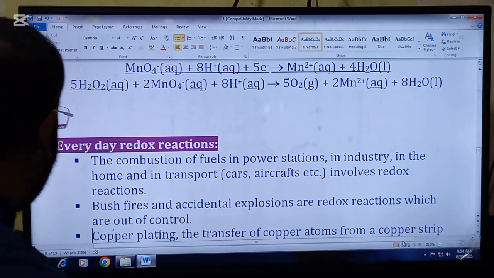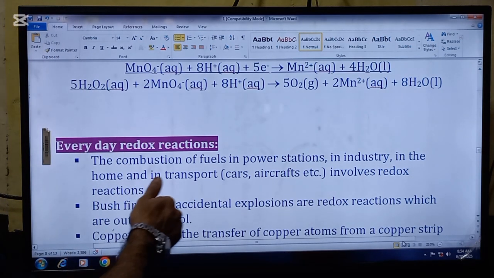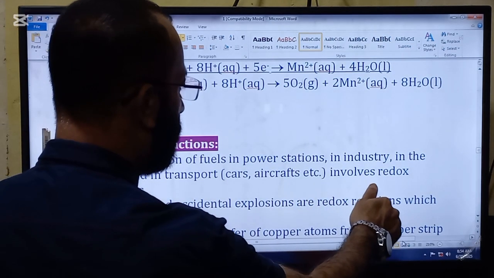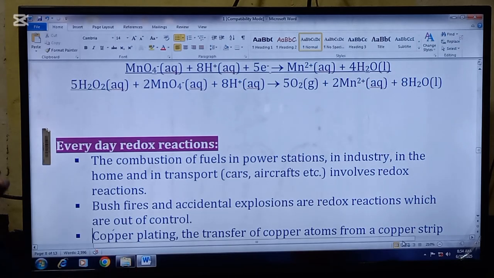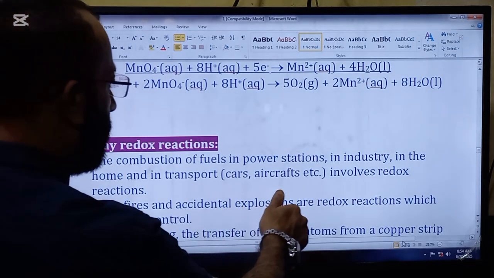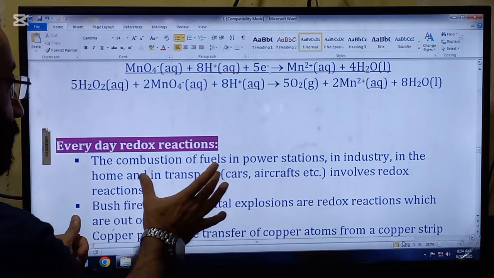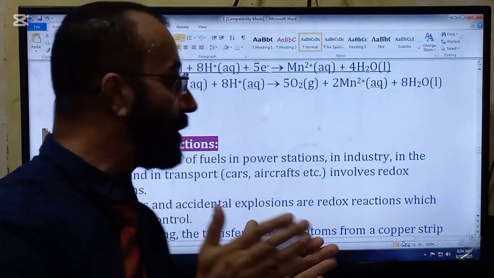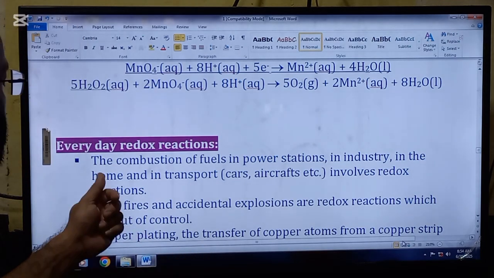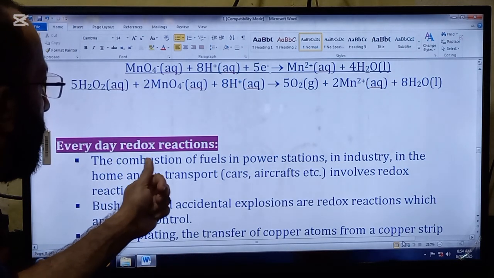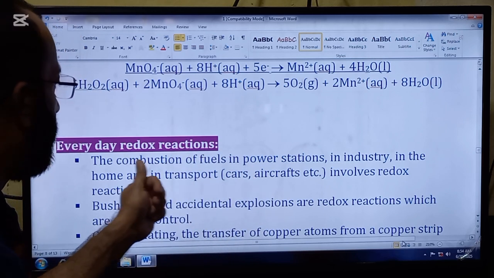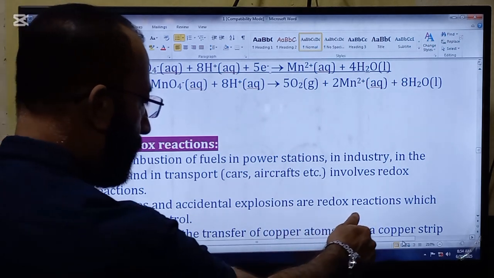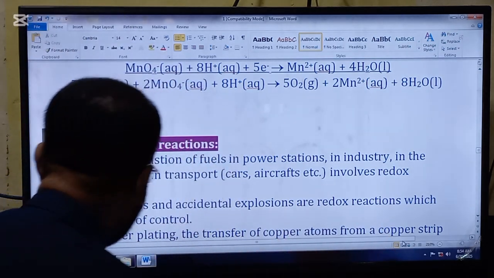Next topic which we are going to read is everyday redox reactions. The combustion of fuels in power stations, in industry, in the home, and in transport, cars, aircraft, involves redox reactions. So combustion of fuel actually involves reduction as well as oxidation, that's why these types of reactions are called redox reactions. Okay, bushfires and accidental explosions are redox reactions. So this is another example.